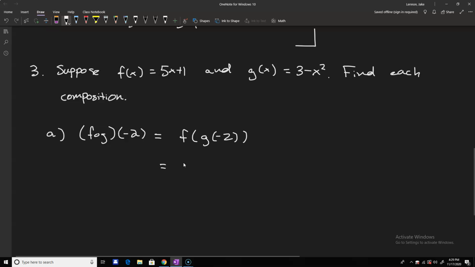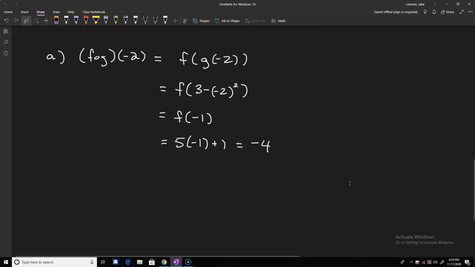So g of negative 2, that would look like 3 minus negative 2 quantity squared. So that is going to be f of, well, that's 3 minus 4, so f of negative 1. And the way you do f is you do 5 and replace x with negative 1 and then add 1. So that's going to give us negative 4 as our answer here for part A.